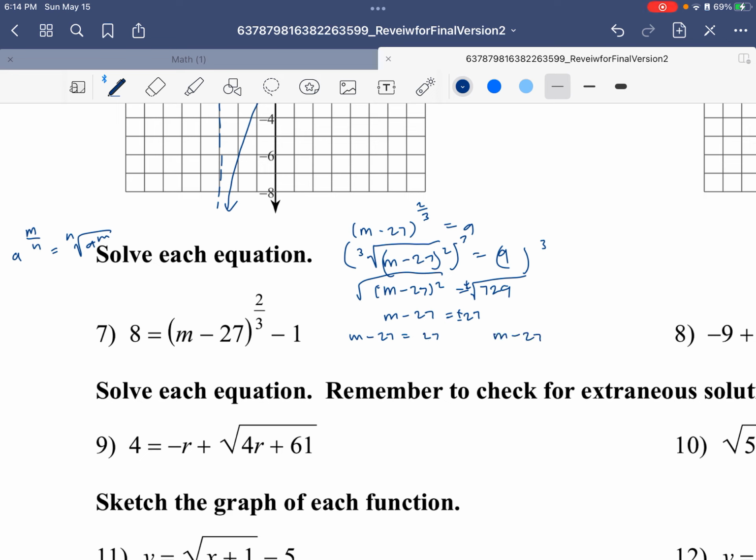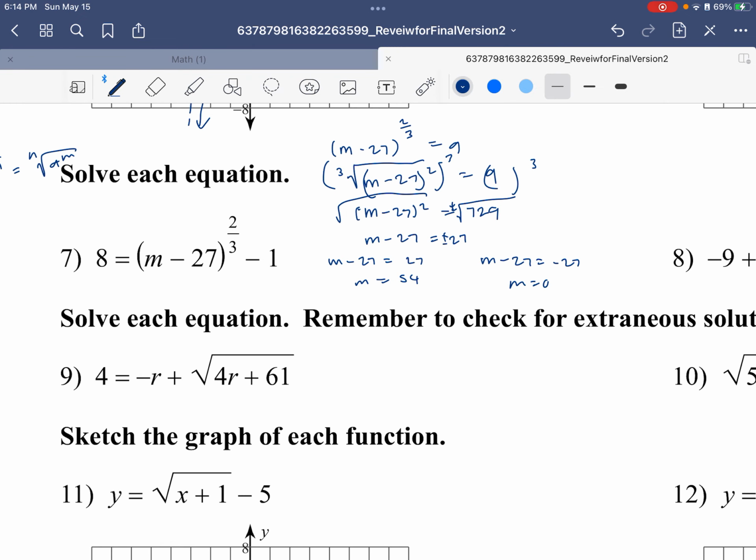We haven't tested yet, so we're not sure yet, but it would be like this. M is going to equal 54 here, and then m is going to equal 0 here. I tested it beforehand already, and they both work.